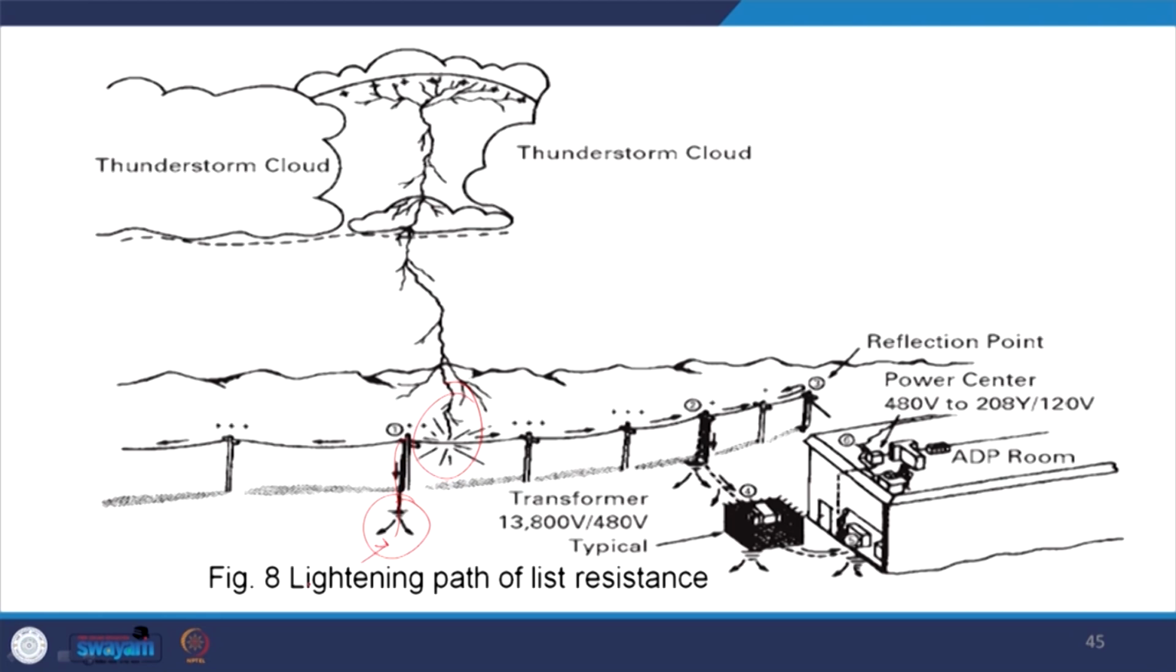And what will happen otherwise? It will have propagated to this tower, and then it is open circuit, and then again it will reflect back, and ultimately the surge will come to the transformer. From the transformer it will enter into the system, and maybe it will destroy the sensitive equipment in the control room. So, we have to provide a surge arrester here as well as here, so that it has been arrested locally.